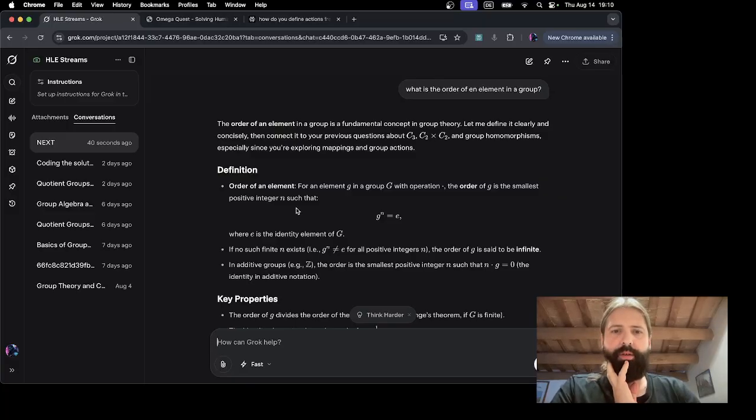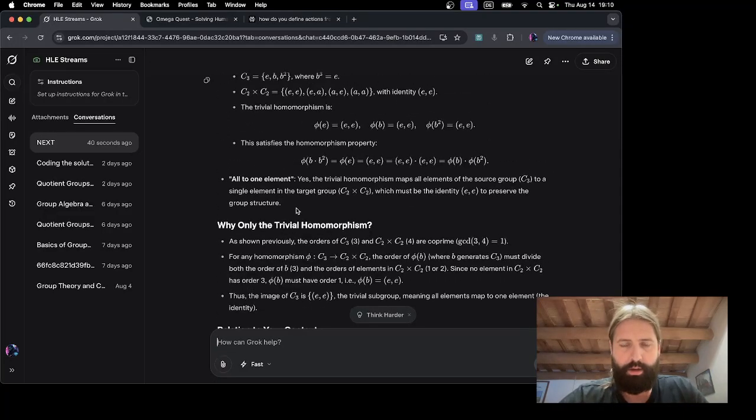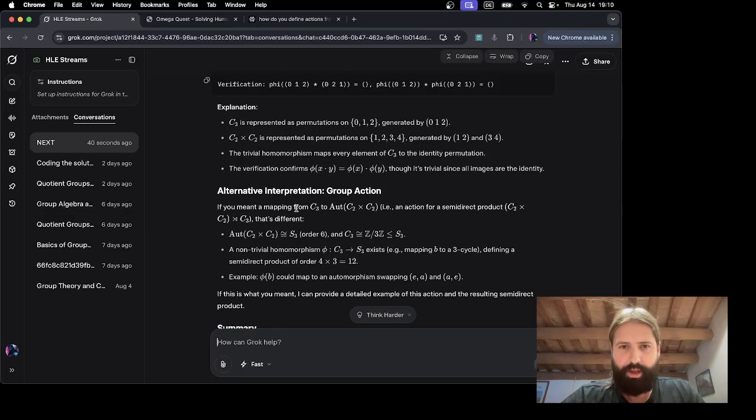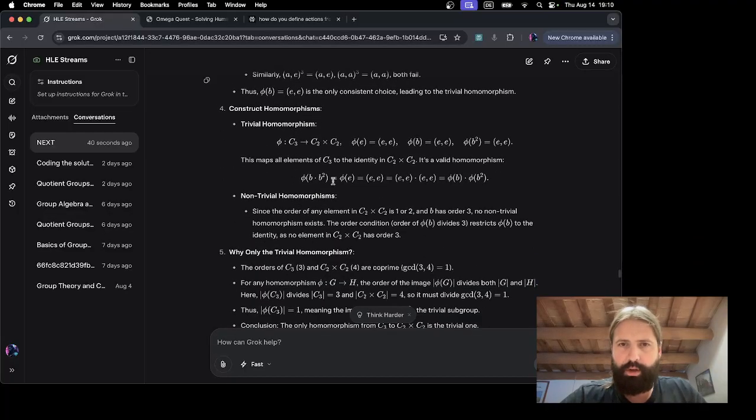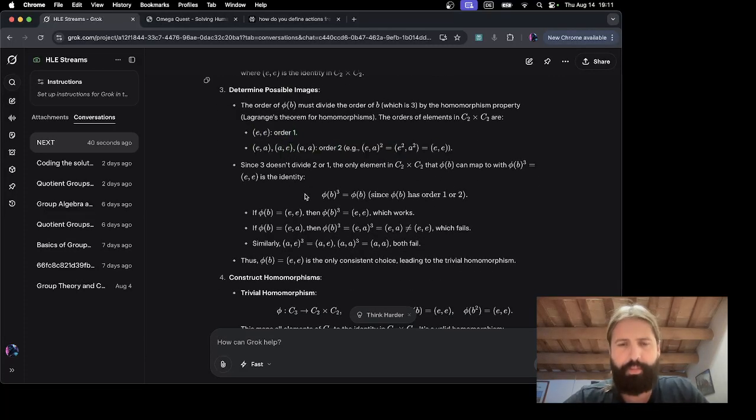It's the smallest positive integer n such that... It's how much it takes to get to the identity, basically. So that's why it's saying that it must be the same thing, because essentially the order of B is the order of B, which is 3. I'm not so sure I understand that part, but okay, which works.